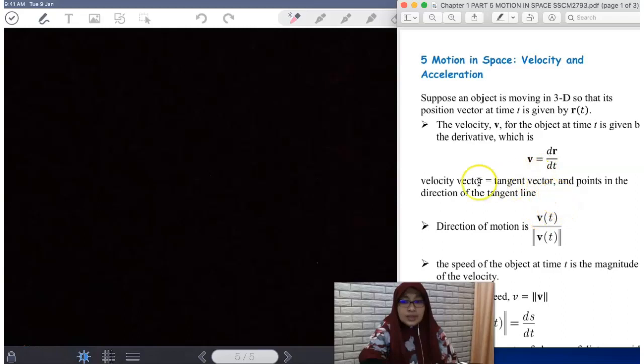So here we can see that this is called the velocity vector. So the velocity vector is equal to the tangent vector. In part 3, you have the derivative of the vector function r, and that is called the tangent vector. Because the formula is the same, but the way we interpret the physical meaning is different. If you're talking about motion in space, dr over dt is the velocity. Other than motion in space, we have a tangent vector.